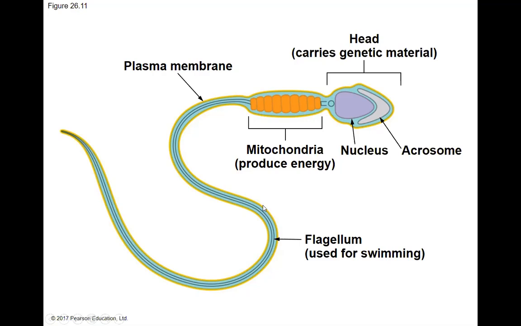And then we have a long tail, and this tail is called a flagellum. This flagellum moves in a very nice, highly coordinated manner. This movement requires a lot of energy. Movement of the flagellum is a highly energy intensive process, and it helps the sperm to swim the long distance that it needs to swim.